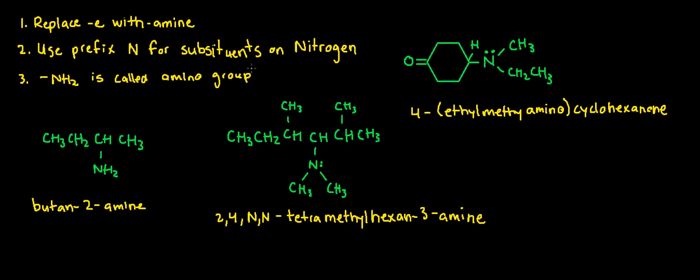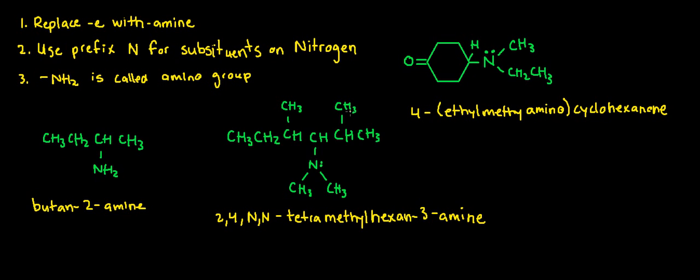So this will be just easiest explained by looking at examples. So the first one is just a really easy one. 1, 2, 3, 4 long carbon chain. The amino group is on the second carbon. There's nothing else on here, so we're just going to name it as an amine. Butane, so drop the E, butan-2-amine. It's very easy.